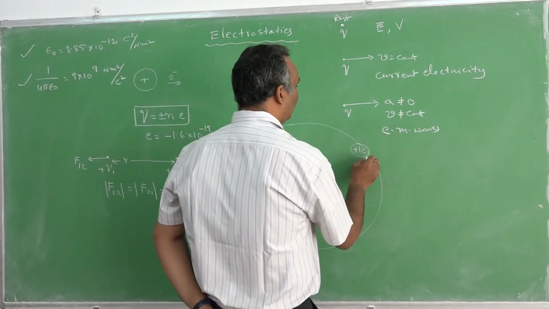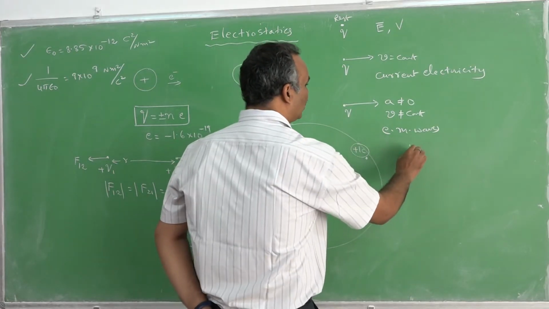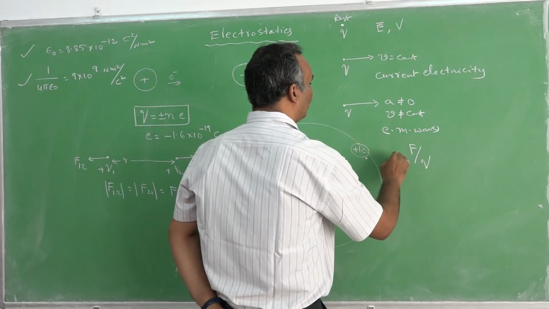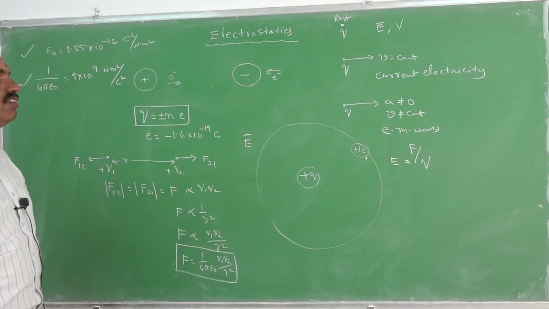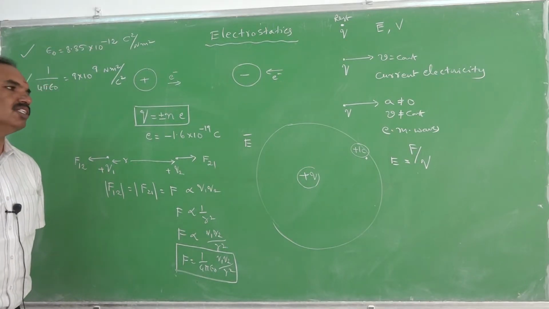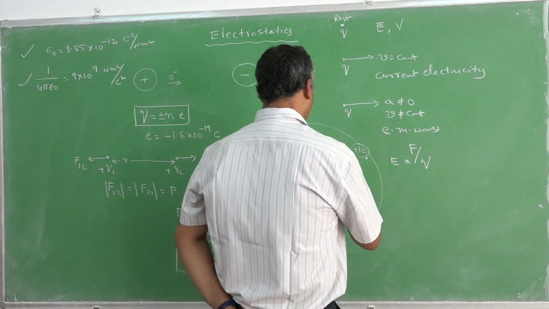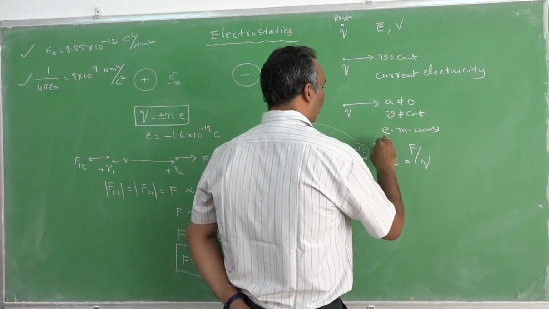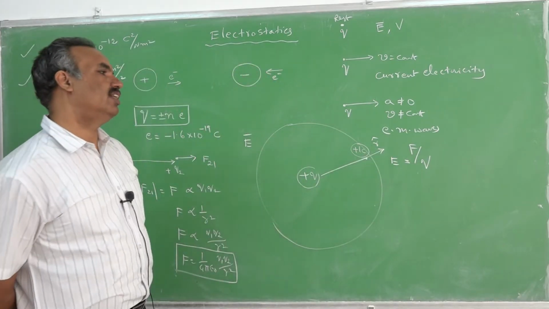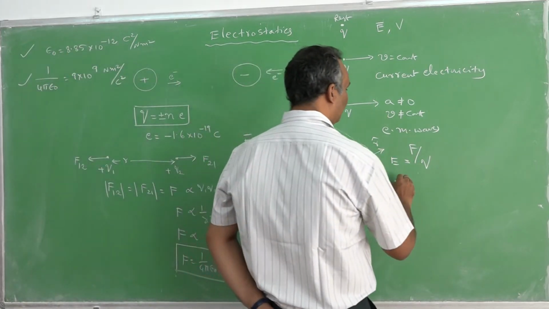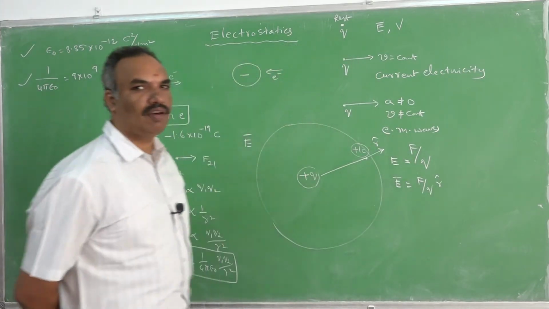The electric field strength at a point within the electric field is defined as the force experienced by a unit positive test charge placed at that point. It is a vector quantity. It is directed along the line joining the given charge and the test charge. So if you want to represent this as a vector quantity, F by Q r cap will be the direction of that.